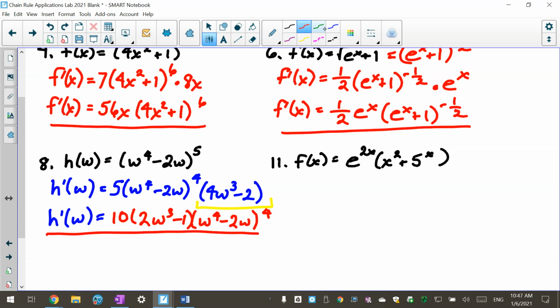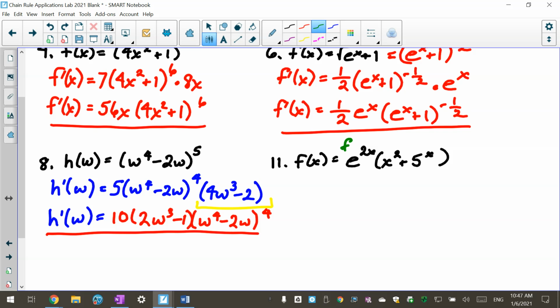All right, so here's the next one. I have f of x equals. Now I look at this one and I can clearly see that what I have going on here is a function times another function. So I have to do the product rule. Just remember, when you do the product rule, you can do the chain rule within your f and g's.